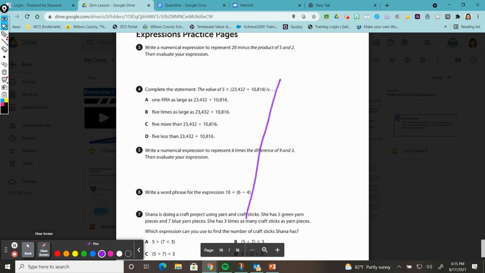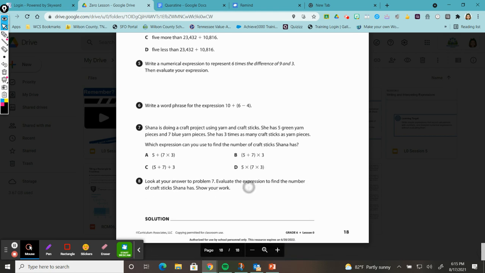And then, I want you to do question number 8. Now, you do have to find the answer to question number 7 before you can evaluate the expression. So once you figure out the answer to number 7, then you actually work the expression on number 8.